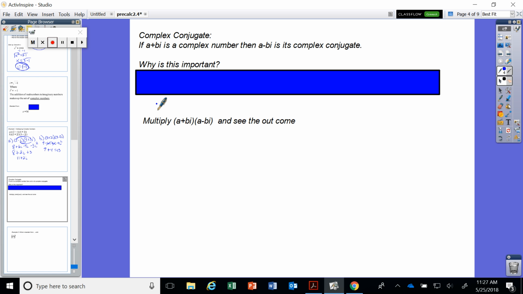Let's say, for instance, we have a plus bi being a complex number. That's kind of our standard form, so we know. Right? It is true to say that a minus bi is considered its complex conjugate. Alright, well, you told us it.